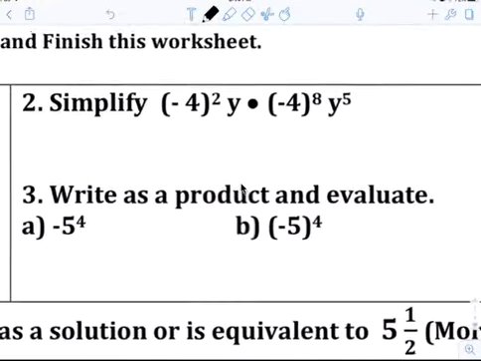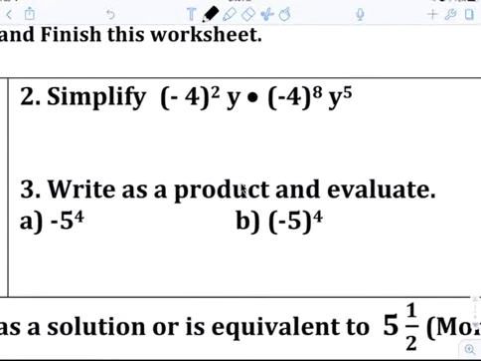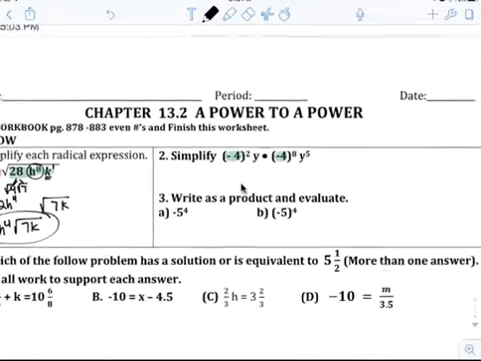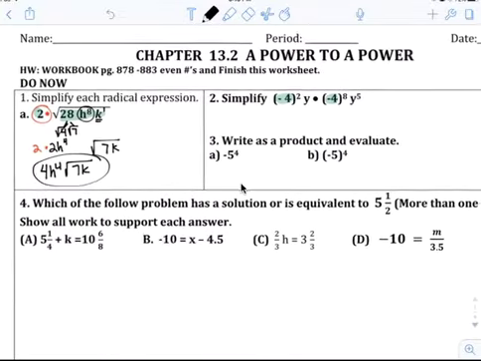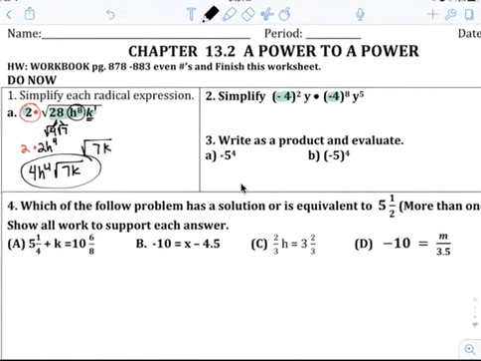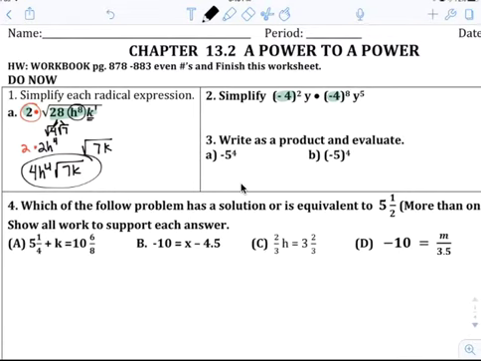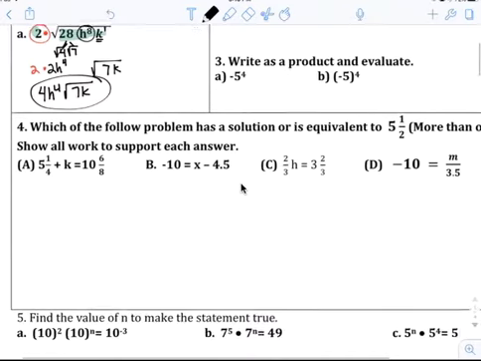Simplify that. These are the same here. Oh, we did this in class. I made a mistake. I gave you the day 2. That's why you didn't know how to do this. That makes tomorrow's lesson a lot easier, okay, boys and girls?